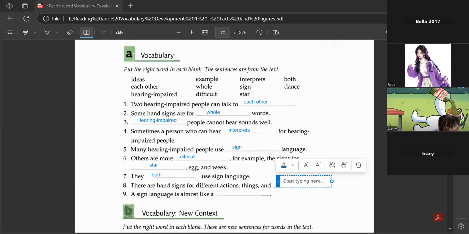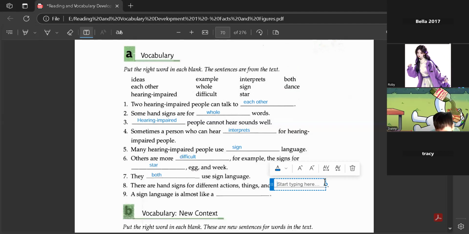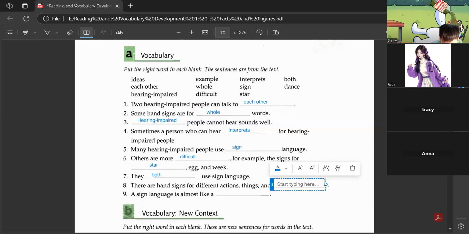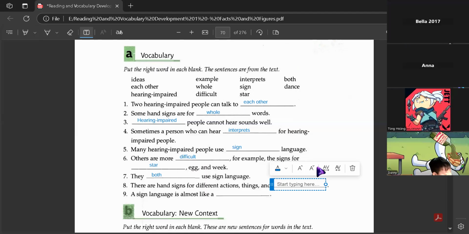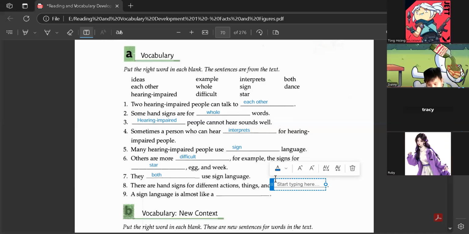There are hand signs for different actions, things, and... hearing impaired. We already use it. Should be something else. Maybe example. And for different action things. Nope, it's not example. It should start with an I. Wait, Bella, it's Ruby's turn. Wait. I know. Yeah, okay. And I guess, yeah, very nice ideas.